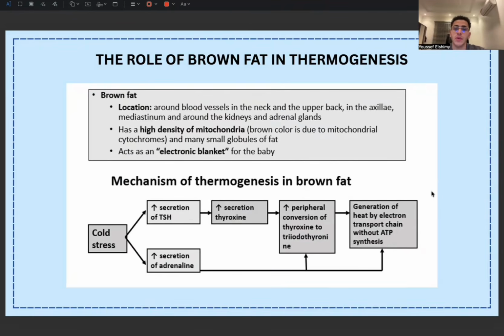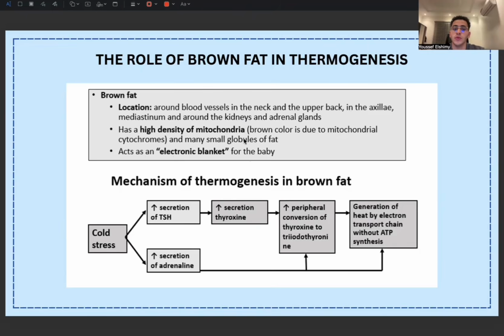We mentioned that the brown fat is the most important source of thermogenesis in children or in babies. So where is brown fat located? It is around the blood vessels, in the neck, in the upper back, in the axilla, around the kidneys, a lot of places. And what makes it brown? It has a high density of mitochondria. That's why they look brown in color. And they act as the electronic blanket for the baby.